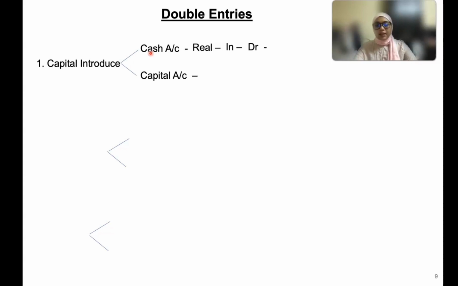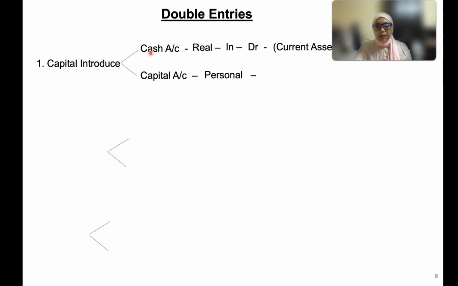Okay, capital account. What did I explain in the previous slides? Capital is always a credit nature. Capital is what? Capital is always a credit nature. So capital is a personal account. Okay, capital is what? Personal account.